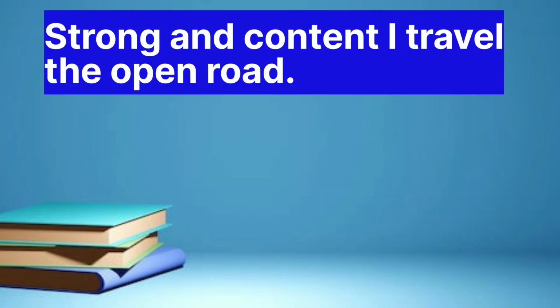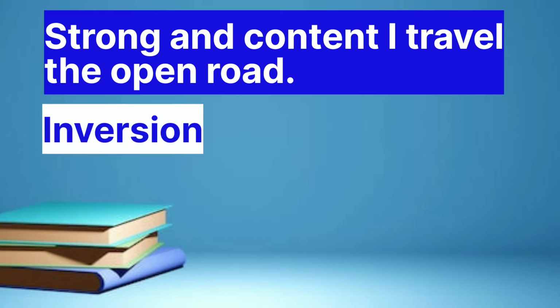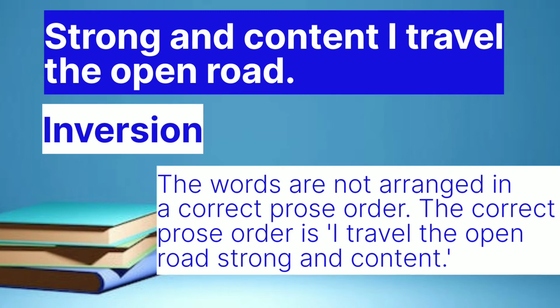Next poetic line: Strong and contained, I travel the open road. The figure of speech used in this line is inversion. Inversion is a figure of speech where the order of the words in a sentence is jumbled for the poetic effect. The explanation is, the words are not arranged in the correct prose order. The correct prose order is, I travel the open road, strong and contained.